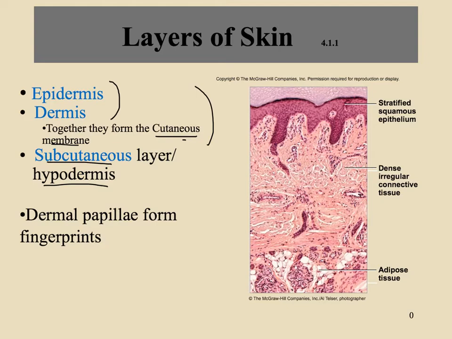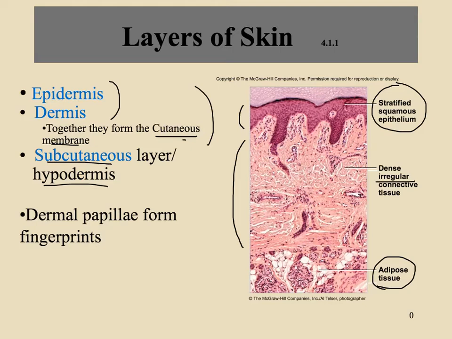And if we look here, you can see we've got this darker stained area on the top, which is the epidermis. It's stratified squamous epithelium. Those should all make sense to you now. And then the dermis is the layer of connective tissue below. It's dense, irregular connective tissue. Irregular meaning that the fibers go off in various different directions. They don't line up. And then below that, in the subcutaneous layer or the hypodermis, we have adipose tissue, fat tissue, and also often some loose connective tissue holding it all together.